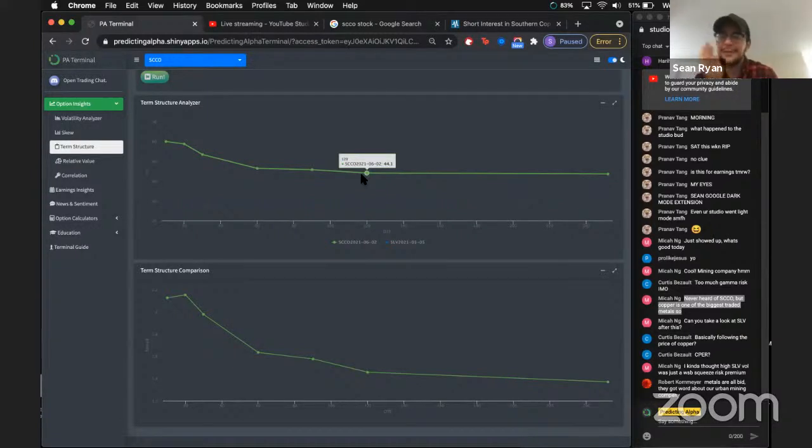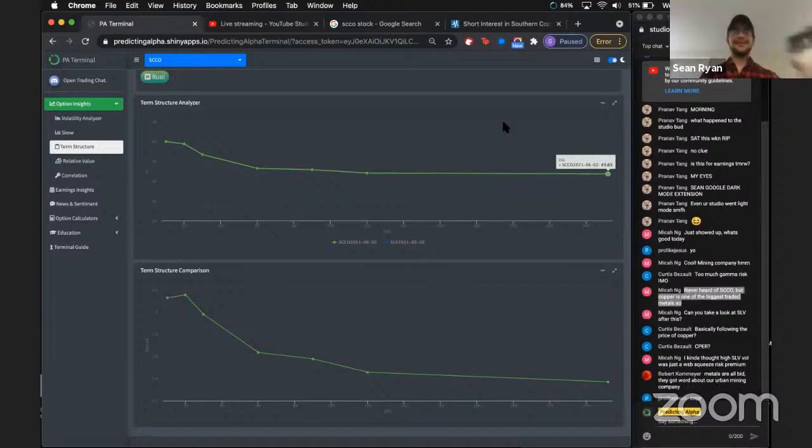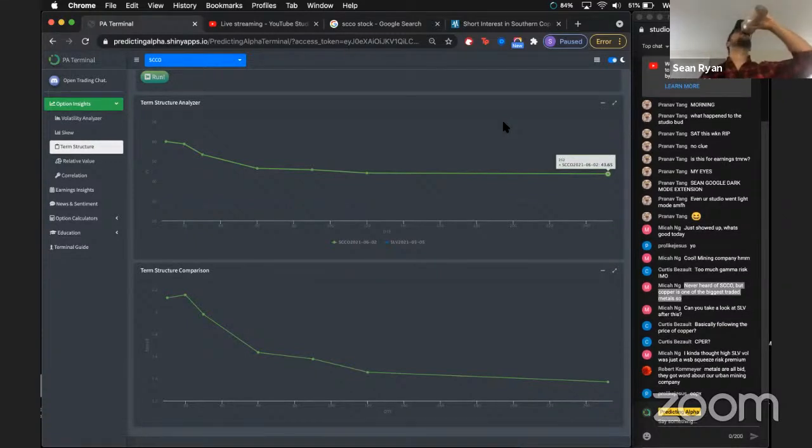Rob saying metals are all bid. They got word about our urban mining company. Honestly, right? I don't know what to tell them though. Like, that's supposed to be private information. All these guys are trading on insider information right now. It's not publicly released yet. COPX.